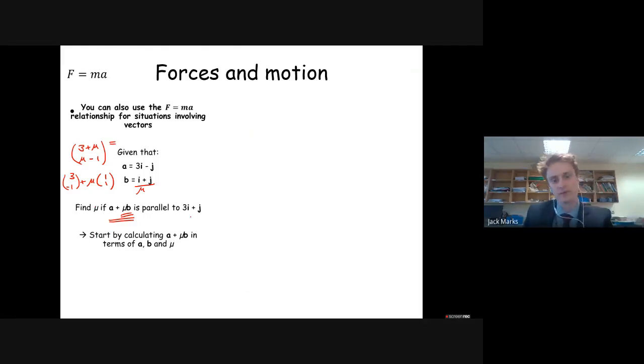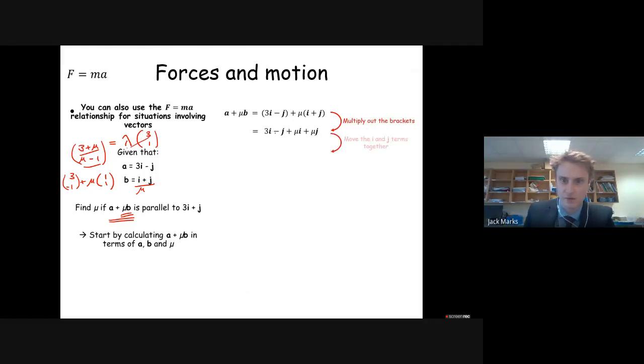It's going to be parallel. Well, if something's parallel, it's a multiple of this thing here, 3, 1. So this is what we're going to solve. We're going to get a top line and we're going to get a bottom line. And that's how we're going to solve this situation because we've got two things we don't know. So let's take a look.